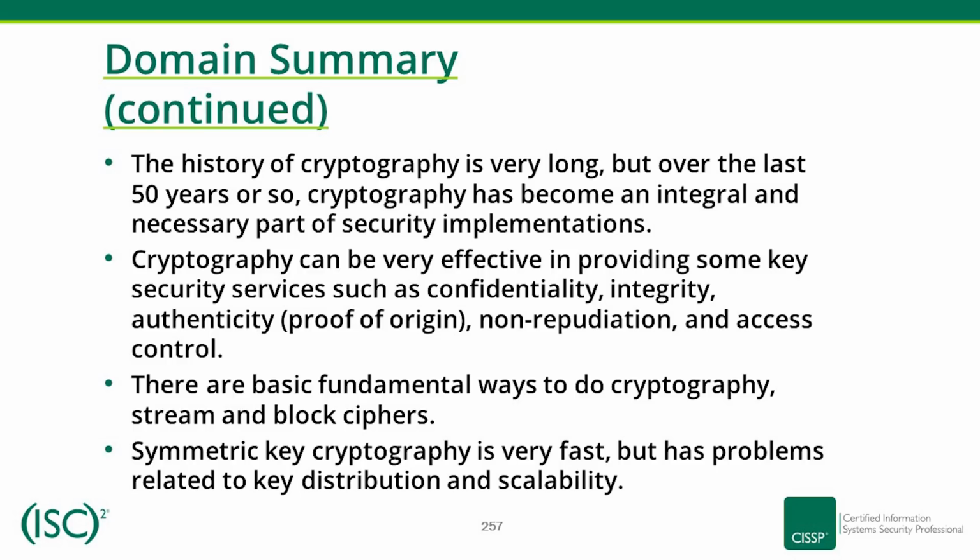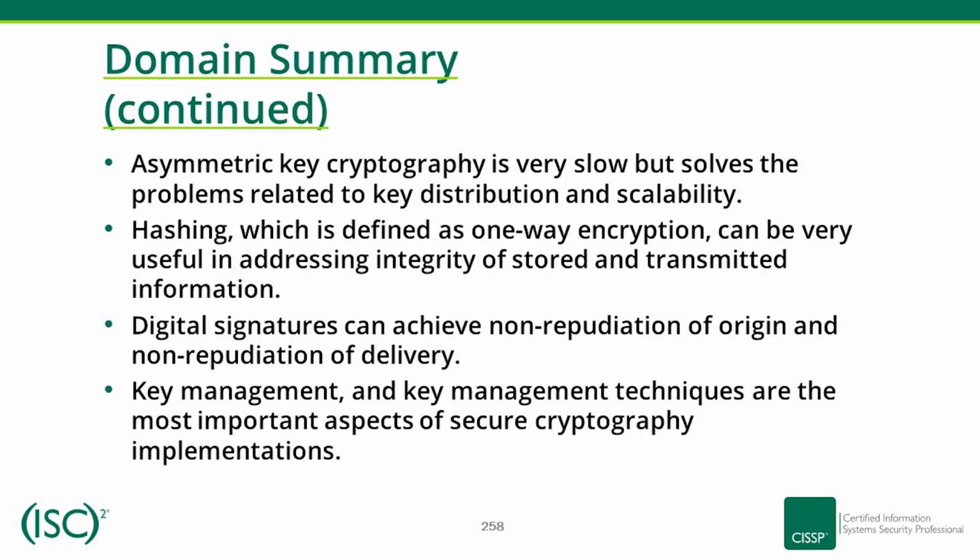Cryptography can be very effective in providing some key security services such as confidentiality, integrity, authenticity, proof of origin, non-repudiation, and access control. There are basic fundamental ways to do cryptography: stream and block ciphers. Symmetric key cryptography is very fast, but has problems related to key distribution and scalability. Asymmetric key cryptography is very slow but solves the problems related to key distribution and scalability.